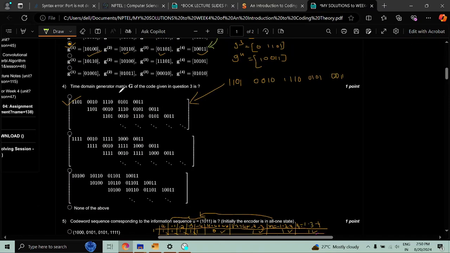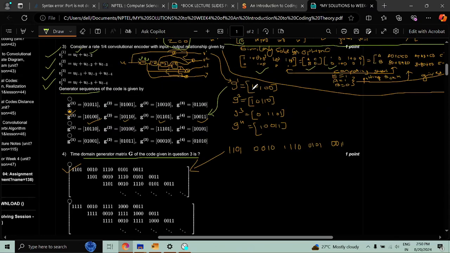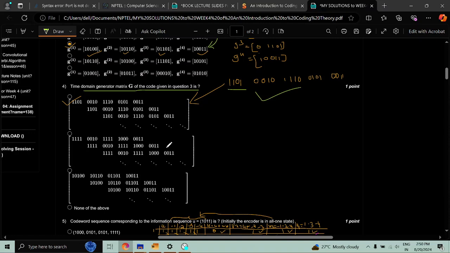So question 4 is the time domain generator matrix sequence. Here you need to use these sequences and read these 4 values and put them like this: 1 1 0 1, 1 1 0 1, 0 0 1 0, 0 0 1 0. So all these are correct and they match up with this, shifting it rightwards, and the generator matrix in the time domain is obtained.